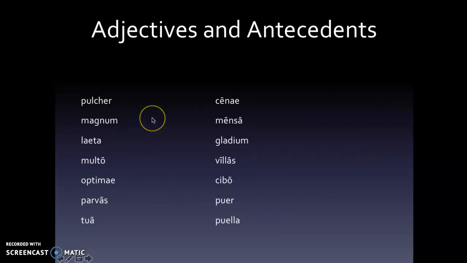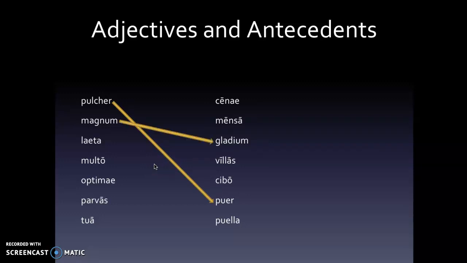All right, go ahead and pause the video, copy down these two columns, and try to match them. As you can see, pulcher and puer go together. They look the same. Magnum and gladium also go together. They look the same.